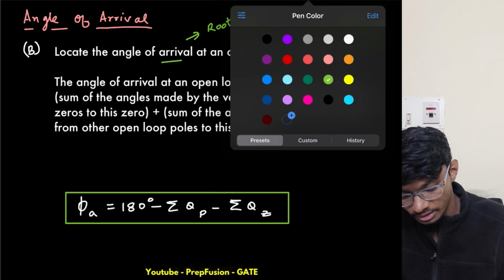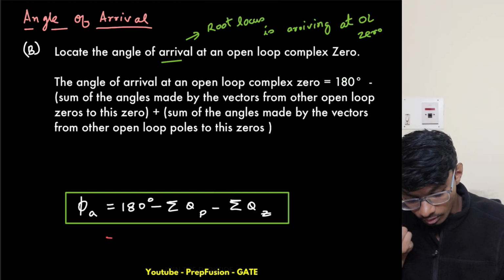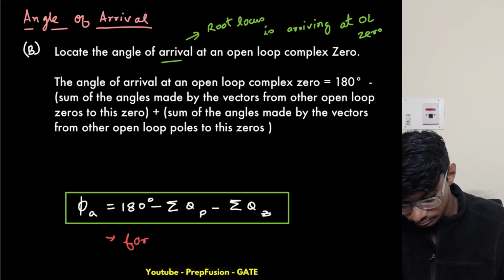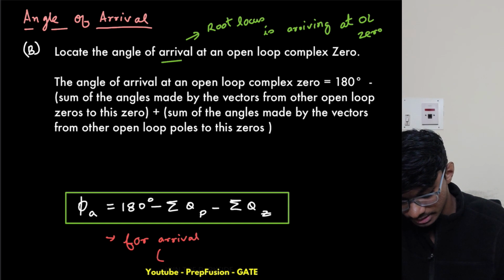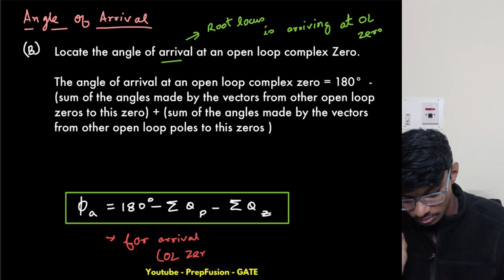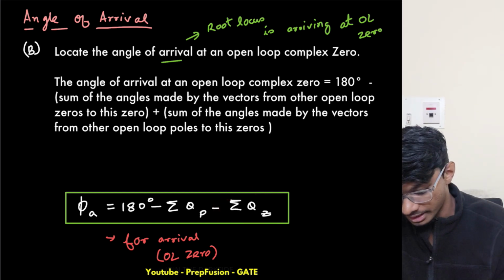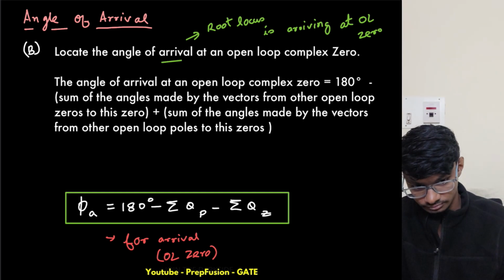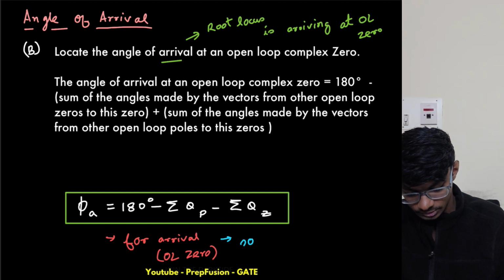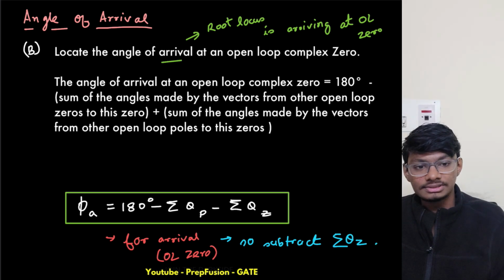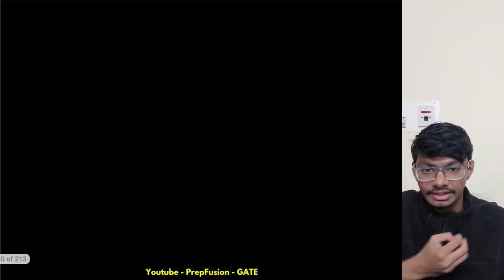But the important point here is, for calculating the angle of arrival, what do you do? For arrival, basically to the open loop zero, you subtract the summation of the zero angle, okay. That's how you remember it. Subtract the summation of theta z. This is just a way to remember this formula, because sometimes you may forget this formula, right? So yeah, now let me give you again the explanation that I told.